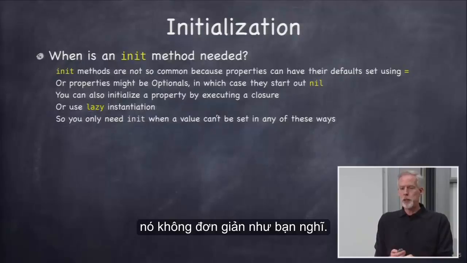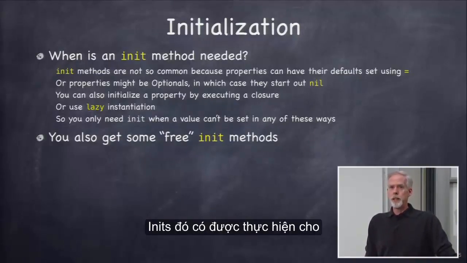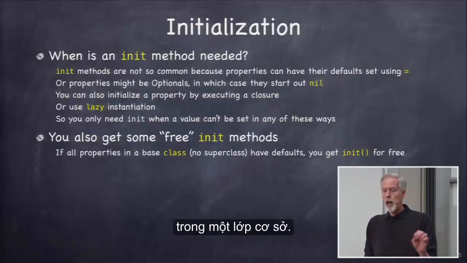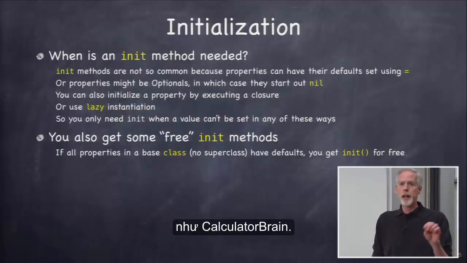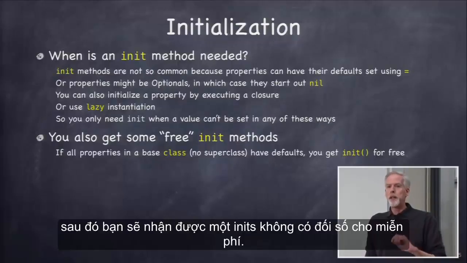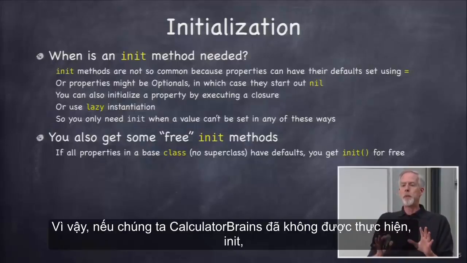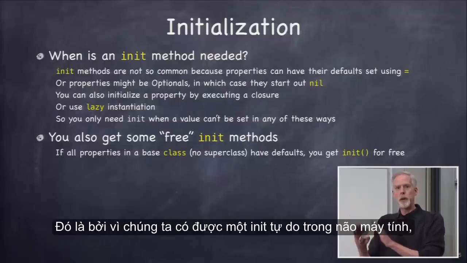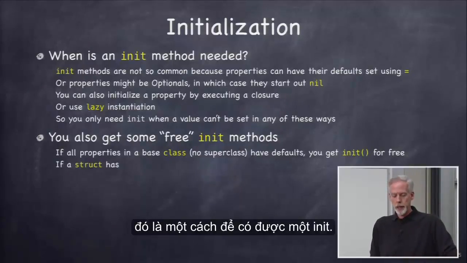It's not as straightforward as you might think. Now, you get some free inits, inits that get done for you. One is that if all the properties in a base class, something that has no superclass, like CalculatorBrain, have defaults, then you'll get an init with no arguments for free. If we hadn't implemented CalculatorBrain's init, we still could have said brain equals CalculatorBrain parentheses. That's because we get a free init since we initialized all our defaults using equals something. So that's one way to get an init.